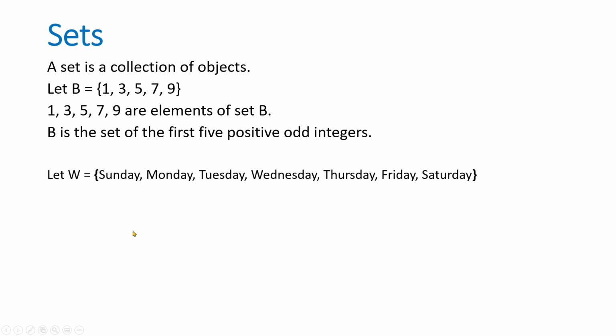Another example, I will let W equal Sunday, Monday, Tuesday, Wednesday, Thursday, Friday, Saturday. Note that the elements in the set are separated by commas. And this is the roster method. I could use words to describe the set. W is a set of the days of the week.